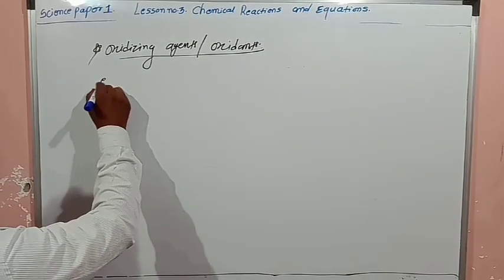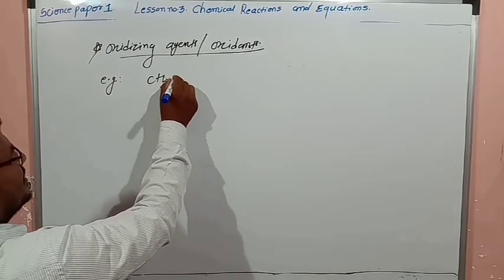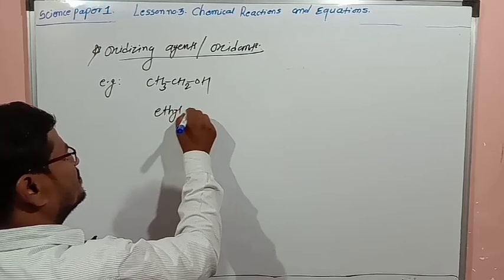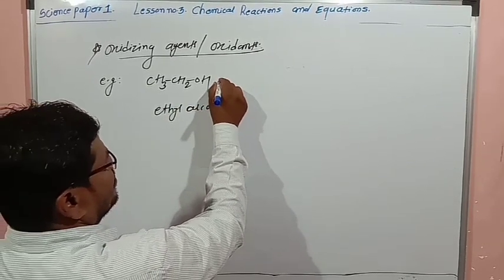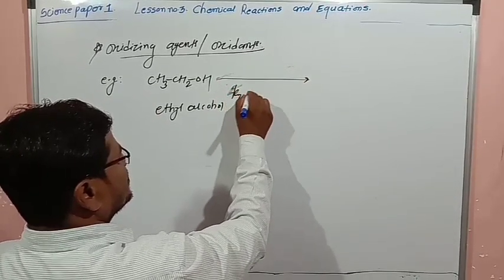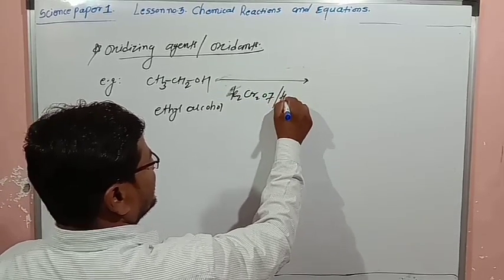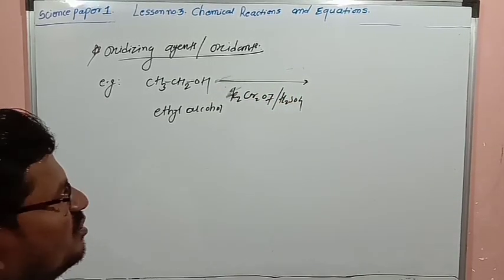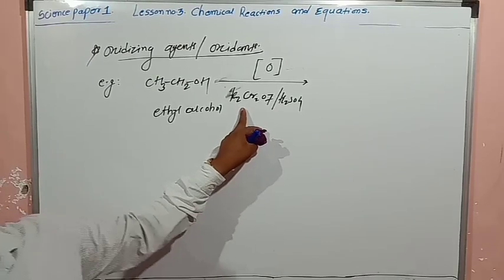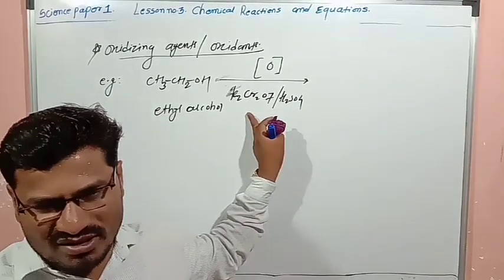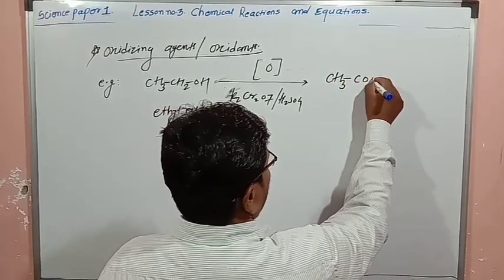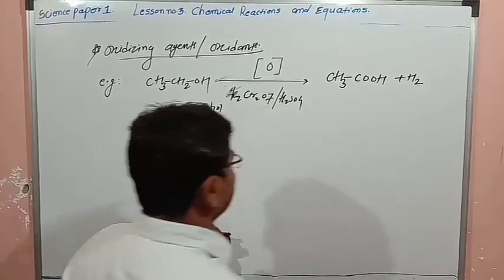In that example, you are taking CH3CH2OH, which is ethyl alcohol, plus K2Cr2O7 in H2SO4, potassium dichromate in sulfuric acid, and it will give nascent oxygen. Then it will give CH3COOH plus H2 gas.